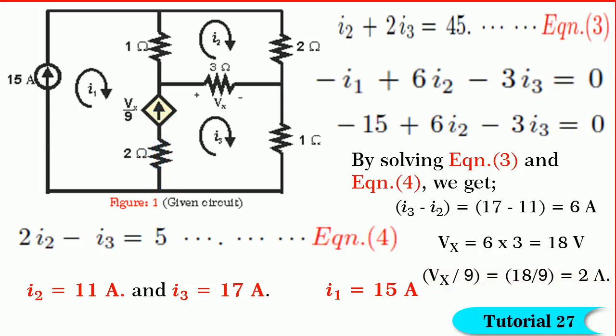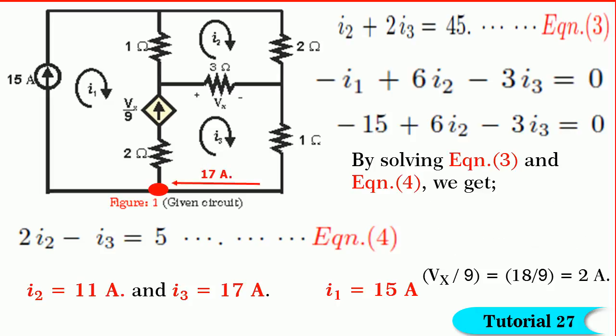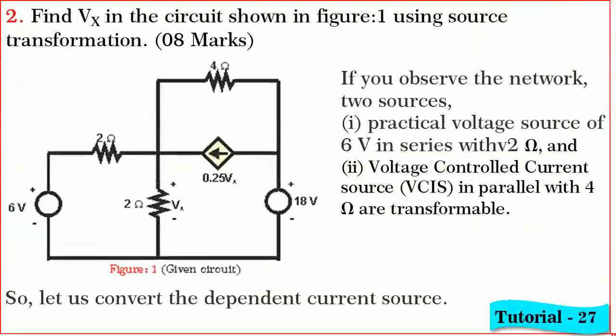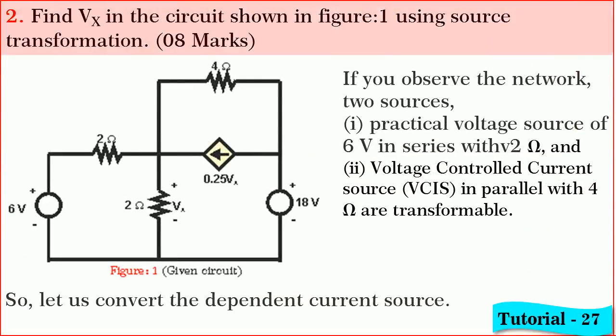So, if you apply Kirchhoff's current law to this junction, you find that 17 amperes is entering the junction and 15 amperes and 2 amperes are leaving the junction. Hence, Kirchhoff's current law is verified. Hope you are happy. Friends, now we shall solve the question on source transformation.